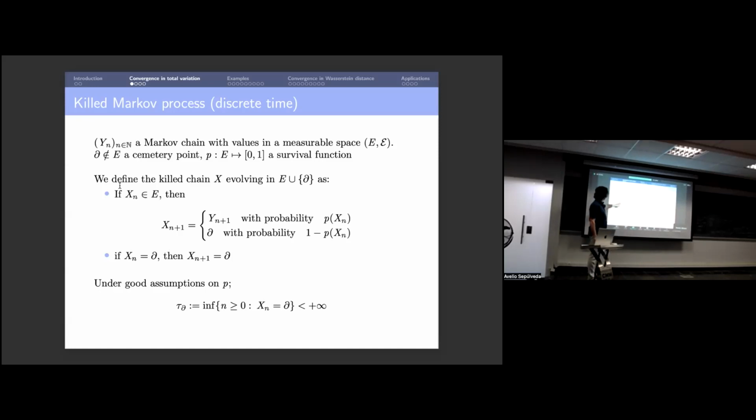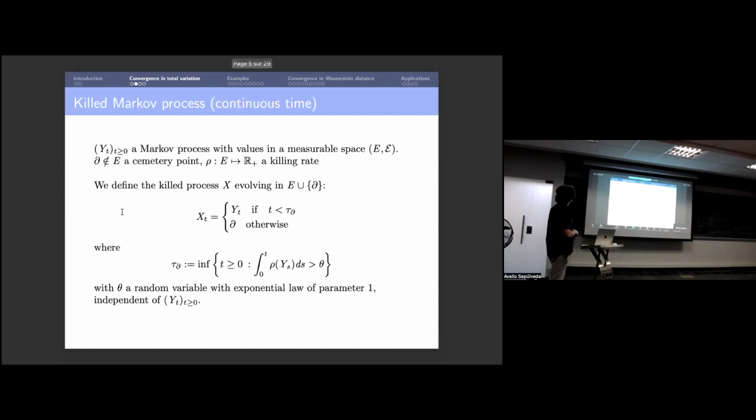And the rule is simple. If Xn is non-extinct, then I put Xn+1 equal Yn+1 with probability p of Xn. Otherwise, I send it to the cemetery point. Okay? And once it's in the cemetery point, it remains there. Now I'm going to assume that the time of absorption is almost surely finite. So I need some assumptions on p. I'm going to skip that. You can design many, many examples of assumptions. So tau_d here is my extinction time.